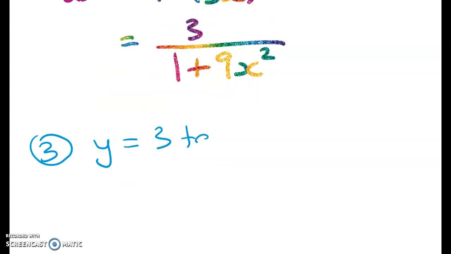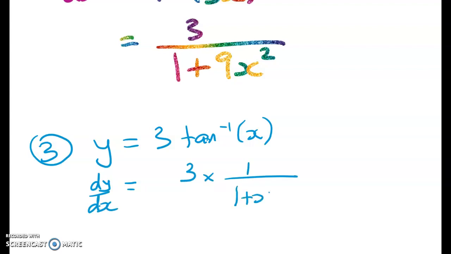So y is equal to 3 tan inverse of x. So there's no need to use the chain rule here. We get dy by dx is equal to 3 times 1 over 1 plus x squared, which is 3 over 1 plus x squared. Okay, that was a nice easy one.